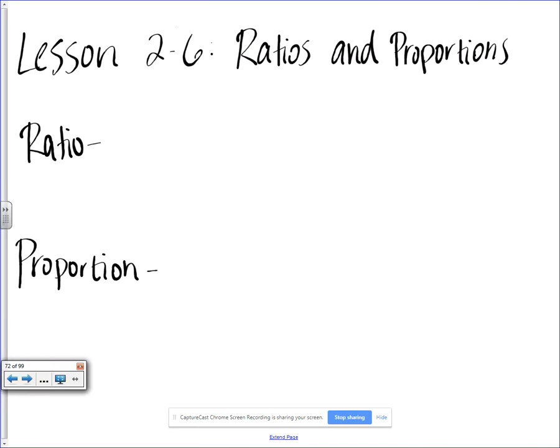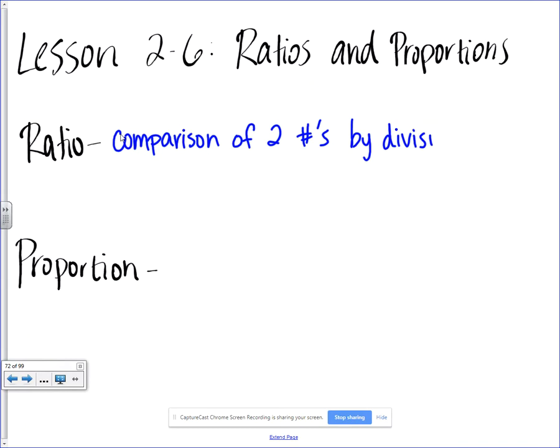Okay? A ratio is a comparison of two numbers by division. And this is basically a fancy way of saying a fraction. Okay, because you all know that a fraction has a numerator and a denominator, so that would be your two numbers. And you also know that the fraction bar means to divide.